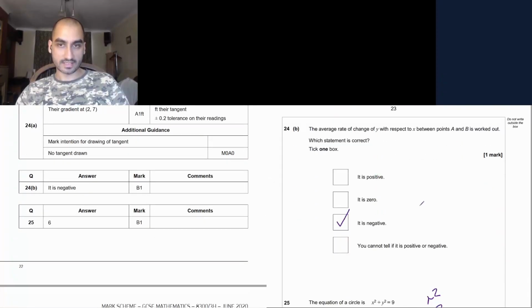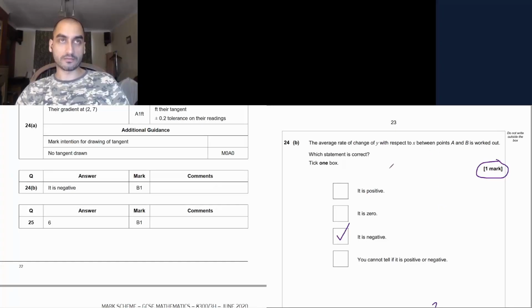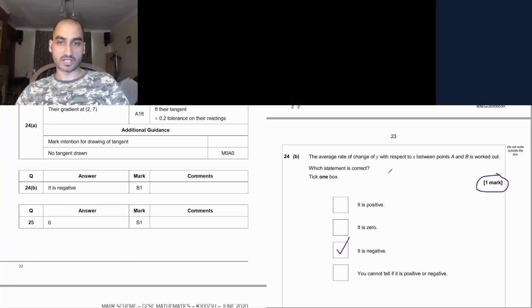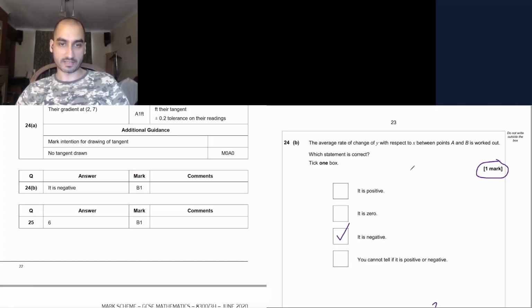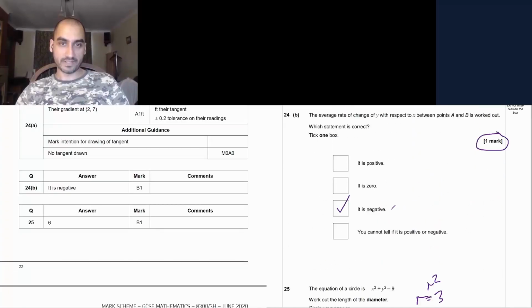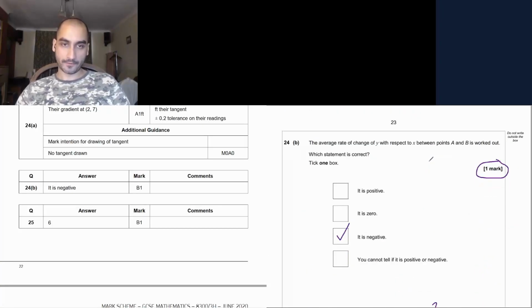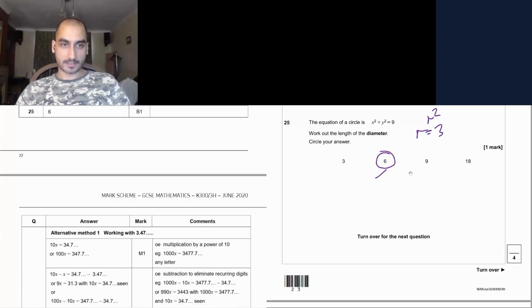24b, it is negative, thank goodness. Yeah. When you don't know whether they're going to be strict on certain things or not, I would just answer it how I would in real high-level, research level mathematics, and in that, I would definitely say it's negative. Even though you technically can't tell because you don't know how curvy this left side is. But it's clear enough. Alright, 6.